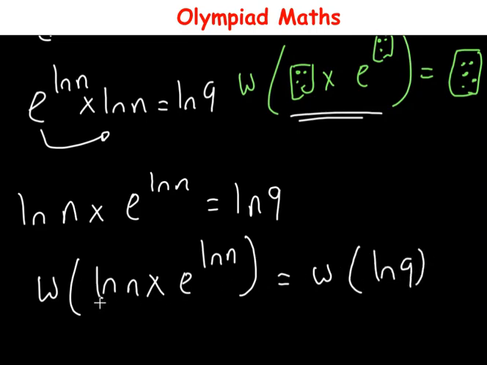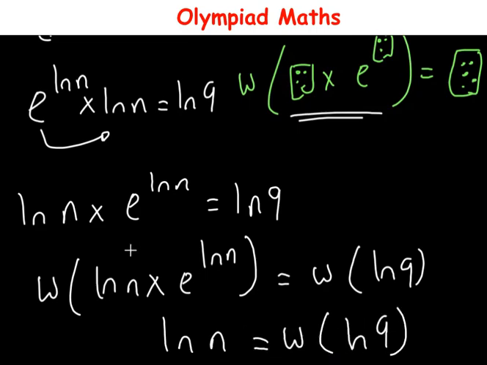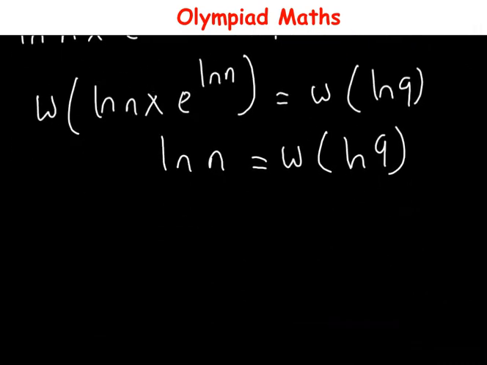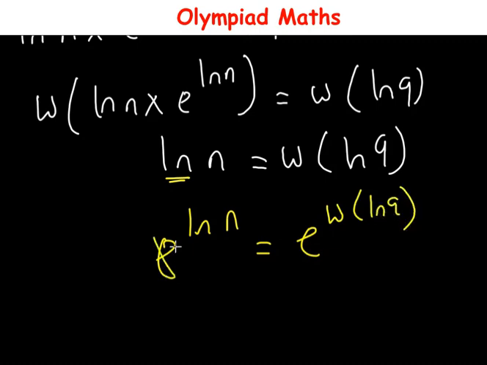Once we apply the Lambert W function to this right here, the value will be equal to ln n is equal to W of ln 9. With this, the next thing is for us to remove this ln from here to solve for n. To do so, simply introduce e. So e raised to power ln n is equal to e raised to power W of ln 9. If we cancel ln, the value of n is equal to e raised to power W of ln 9. And with this, we have gotten the value of n.